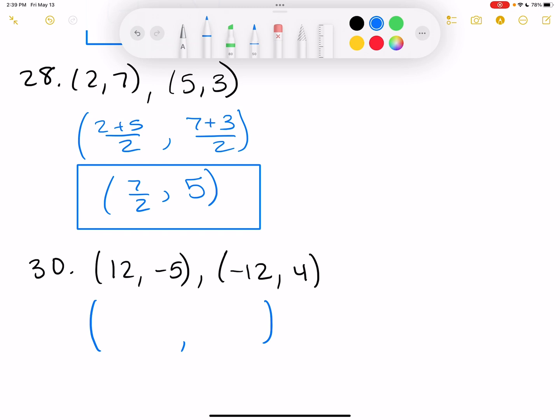So I got 0 over 2. Well, I got 1/2 for one of them. Well, 0 divided by anything is what? Zero. So it's just zero. Oh, I got it. 0 and 1 over 2. So 12 plus negative 12 over 2, and then negative 5 plus 4 over 2. So that's 0 over 2, which is just 0, and then negative 1 over 2. Or you can write it as negative 0.5, either way.